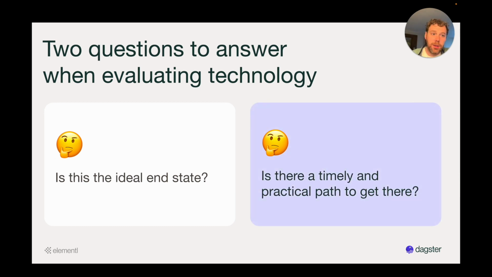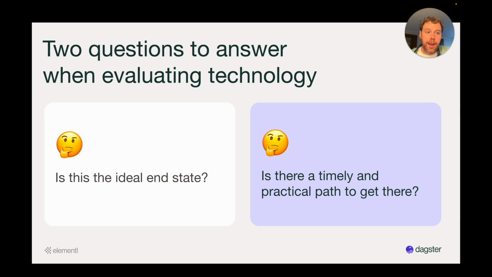So when we talked to a bunch of Airflow shops over the last year, what we heard was they really liked Dagster, and they thought that Dagster could be the ideal end state for them. And hopefully Sandy convinced you that data and ML practitioners really could benefit from a lot that we bring to the table with Dagster. But this second question, the timely and practical path to get there, was a real hang-up for them.